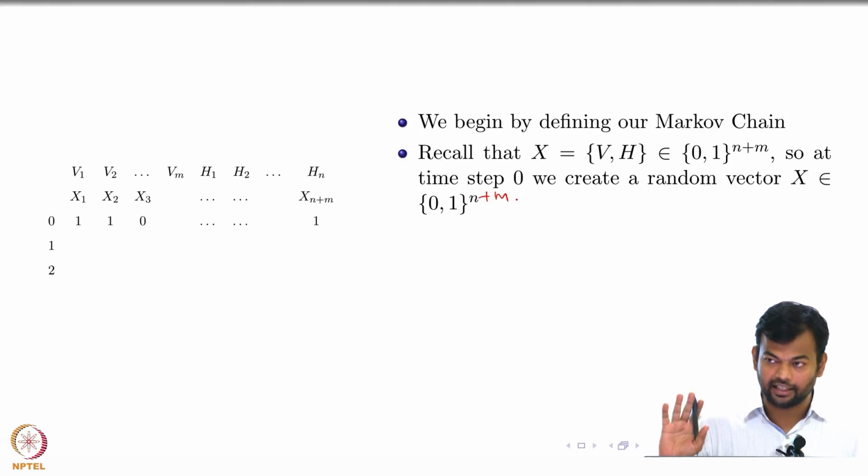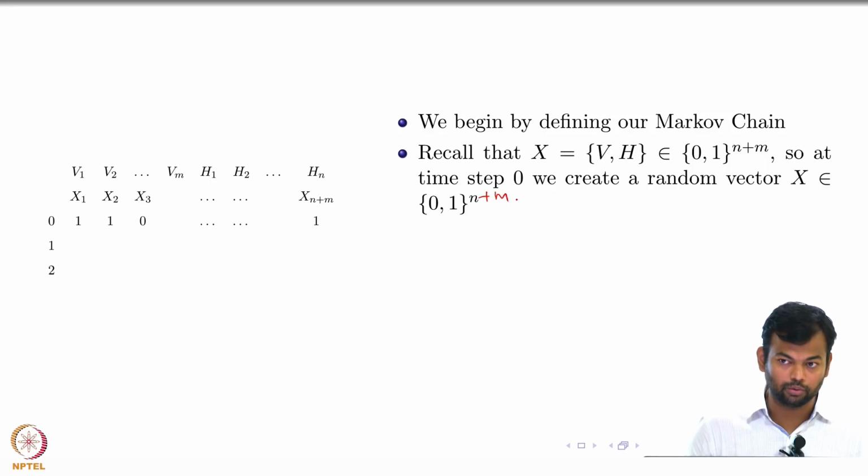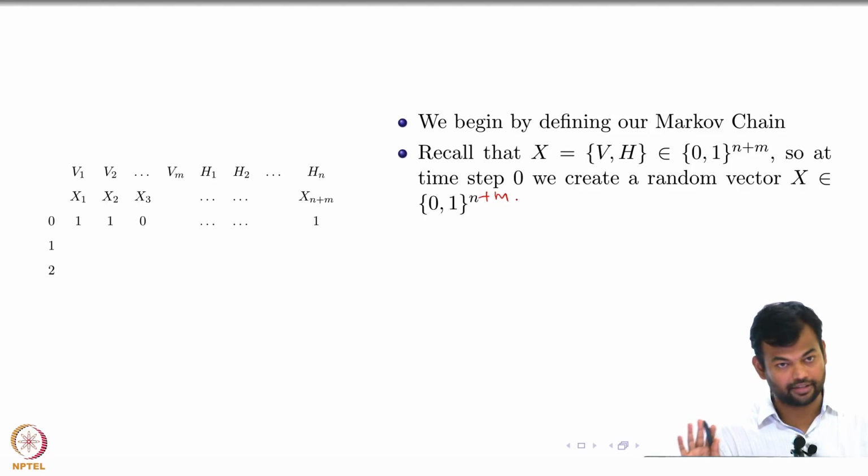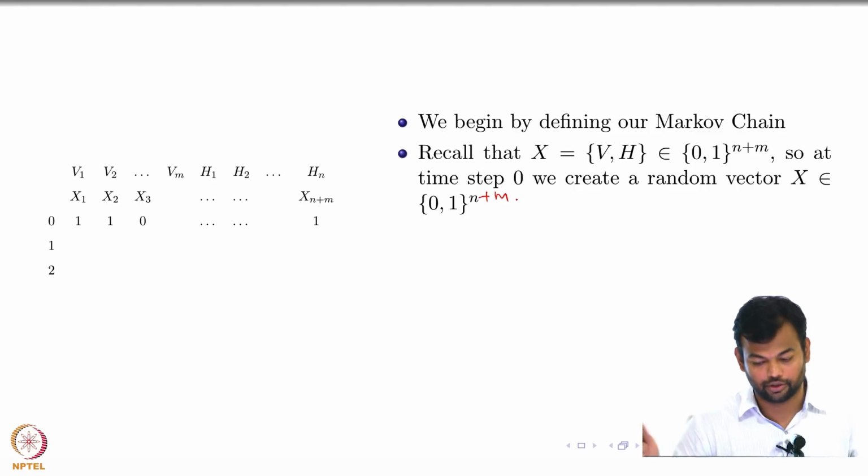In fact, I can tell you a Markov chain completely if I tell you 2 things: the initial distribution and the transition matrix. For the initial distribution, I have just seemingly assumed a uniform distribution. I'm just saying that I'll take any possible value from the n plus m space. Okay, I've just taken the uniform distribution. And now I have to tell you the transition matrix, which I will not tell you.